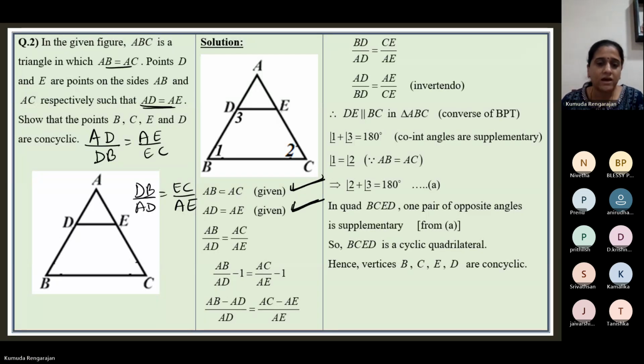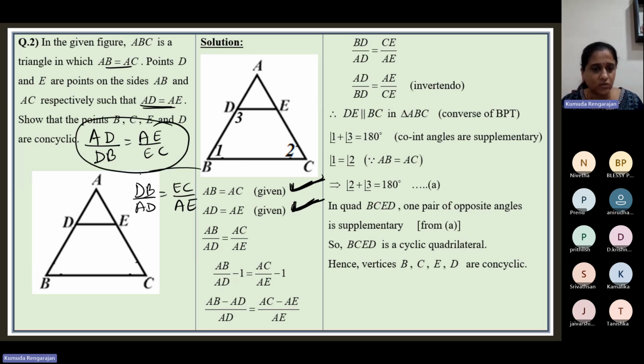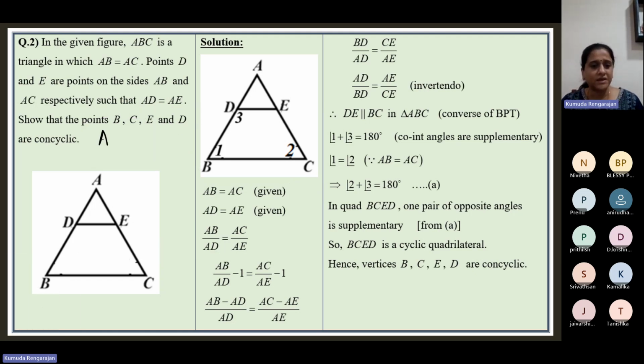Now, which order to divide? Should I write this one first and then this one, or this one first and then this one? Whichever line segments you want. Now, this is the required proportion. This one or this one is the required proportion. Let me say both are the same. So let me say this is the required proportion: you want AD by DB equals AE by EC.